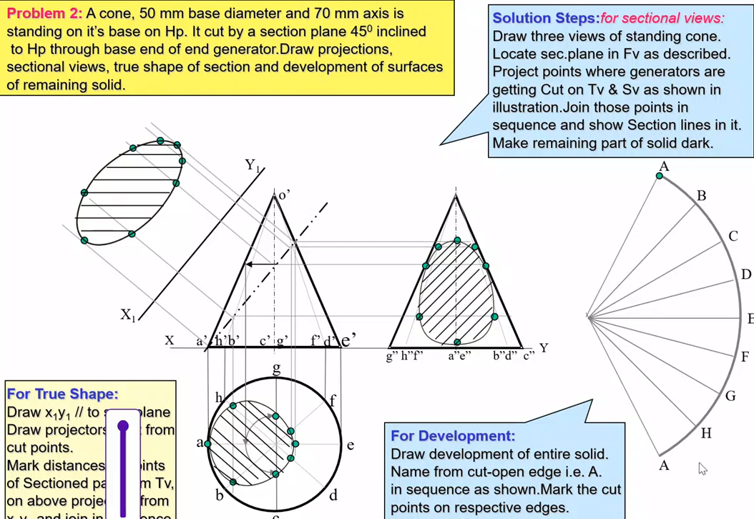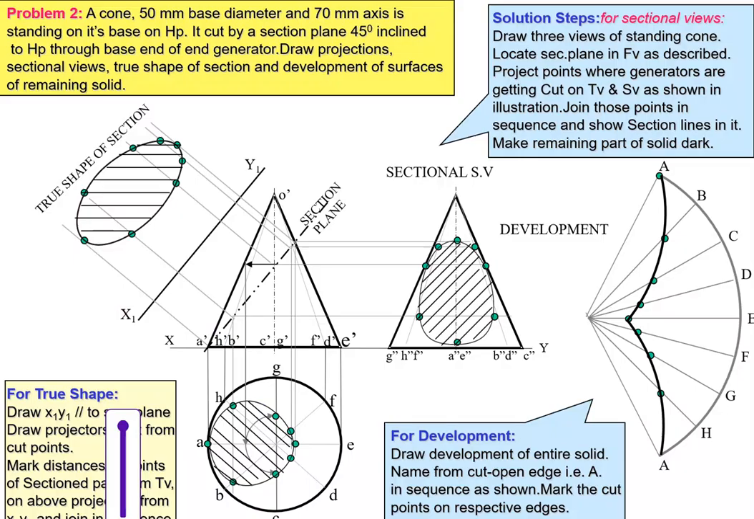And transfer the cut point with respect to the slant generator, touch there and get the points on the curvature. So that you'll be able to get the required surface of the cone after passing the section plane.